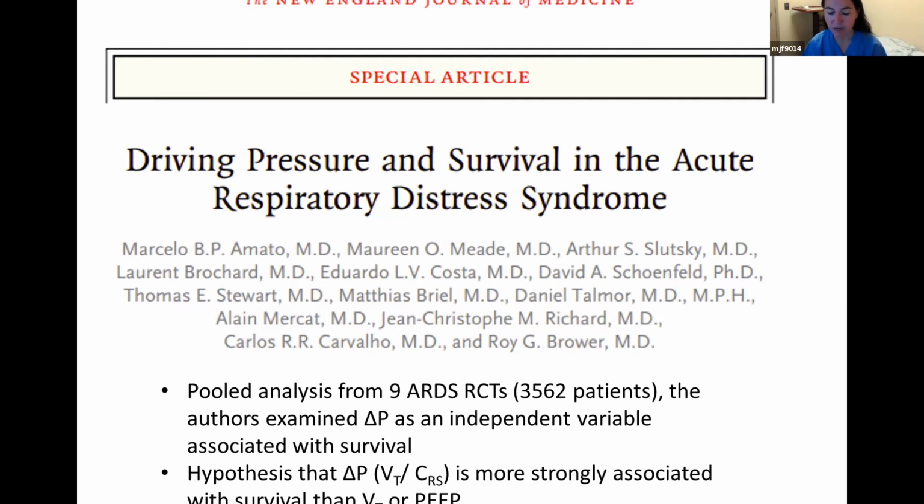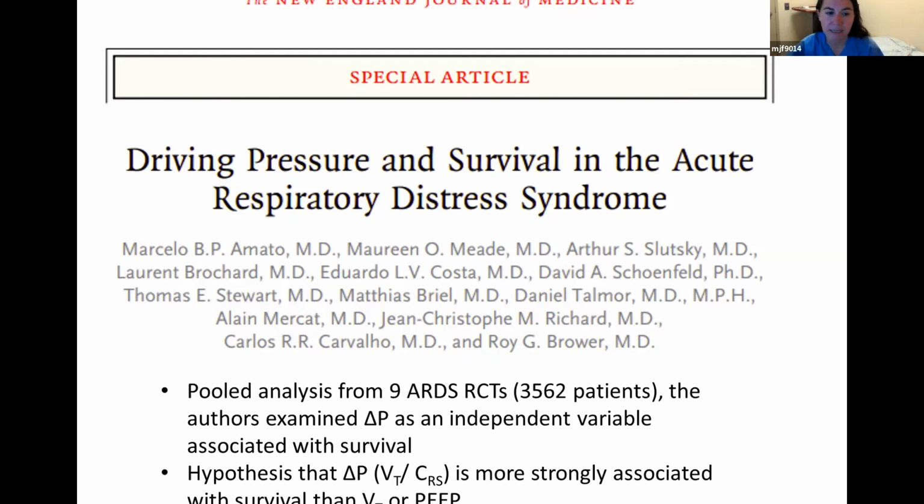So what's driving pressure? It's easiest to think about driving pressure as your delta P. So it's the plateau pressure, so how much pressure the airways and the alveoli are seeing after you're able to let everything settle out. So it's not the peak pressure. You have to do an inspiratory hold and wait for it to all equilibrate, and that's what your plateau pressure is. And then it's plateau pressure minus your PEEP, and that's your driving pressure.